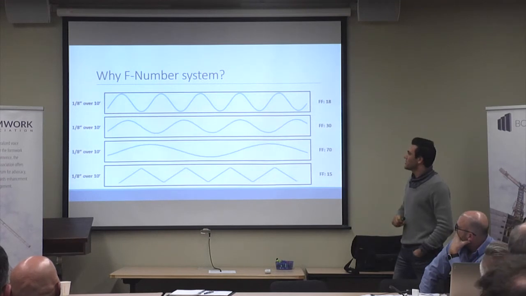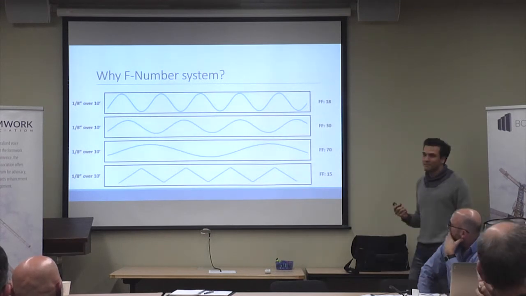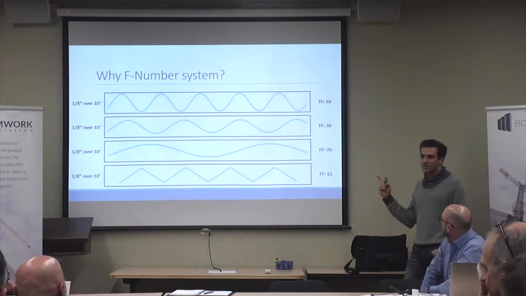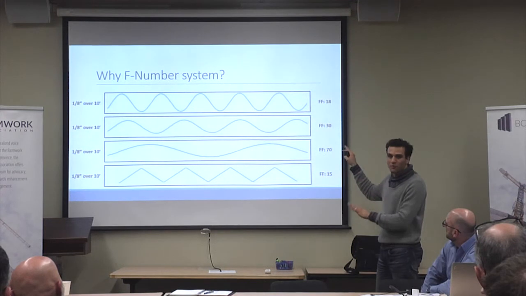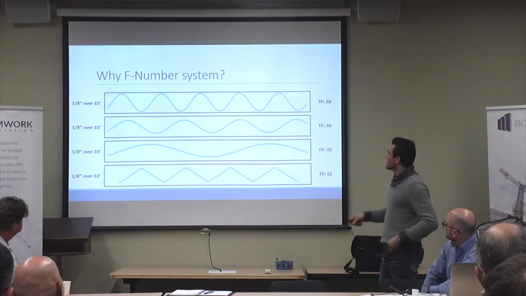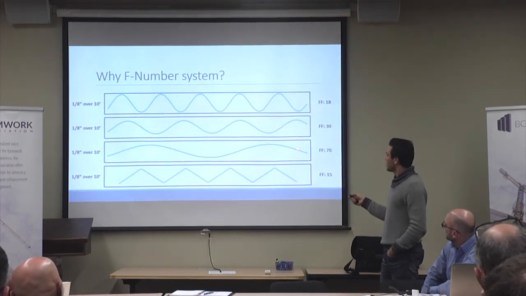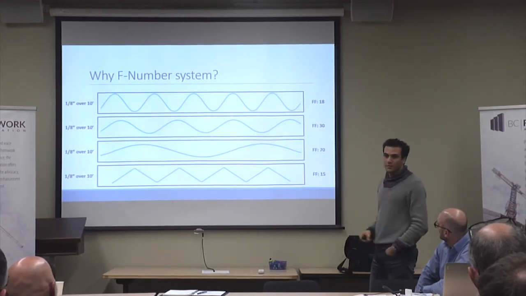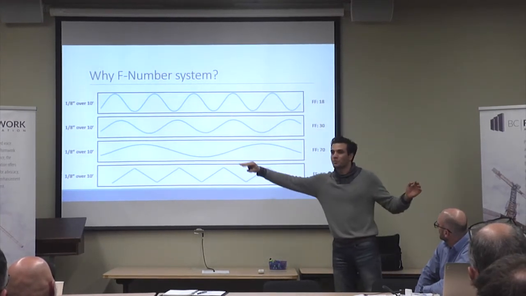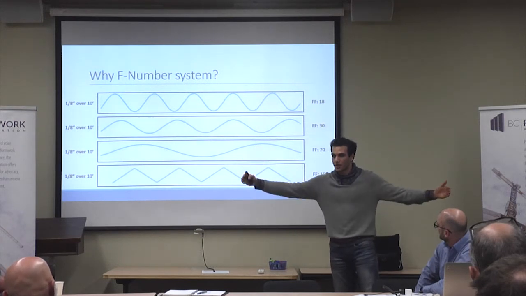So this is actually what I wanted to talk to you about. Why the F number system? It's the other issue here. Let's assume that these are the profiles of the slab. Obviously they are different. I call this much better quality than this one, because it's going up and down, but it's in a much longer range.